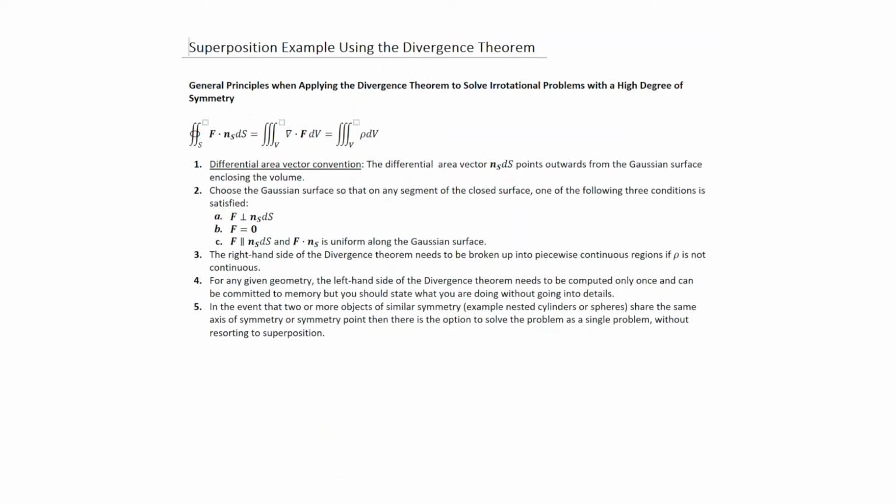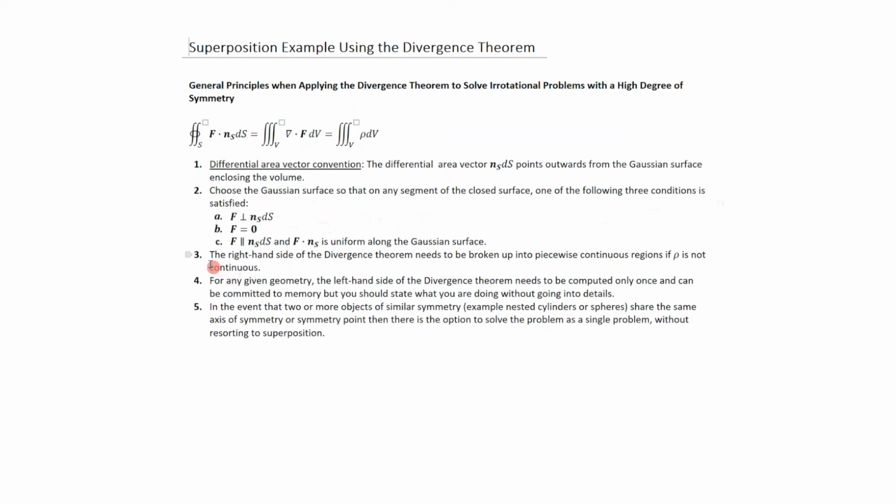We're dealing with cylinders here in both cases. So how many discrete surfaces basically create a closed surface? 3, because you have a bottom and a top surface to the cylinder and the exterior cylindrical surface. Second, we're going to choose the Gaussian surface so that on any segment of the closed surface, one of the following 3 conditions is satisfied. Either F is perpendicular to the differential surface area vector on that surface, or F is equal to 0 on that surface, or F is parallel to n_s dS, and F dot n_s is uniform along the Gaussian surface. So we want to exploit any one of these three, in which case the problem is solvable.